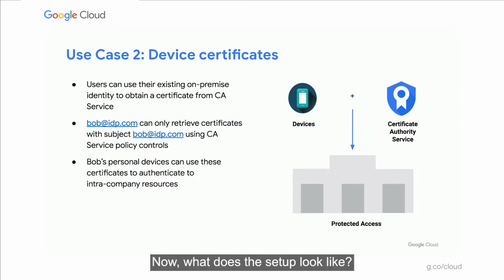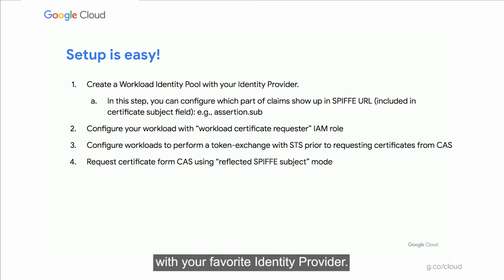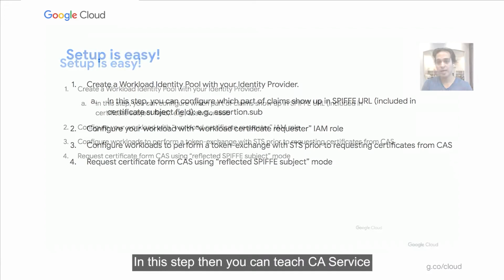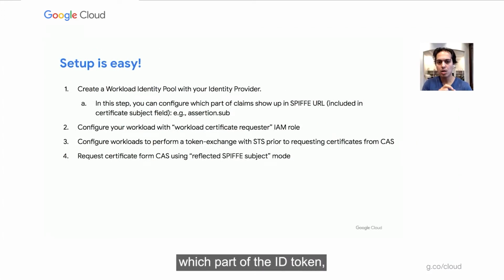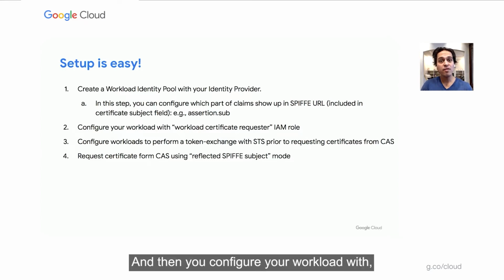Now, what does the setup look like? It's actually very easy. You start by creating a workload identity pool with your favorite identity provider. In this step, you can teach CA service which part of the identity token should be reflected in the certificate. For example, the assertion subject goes into the subject name. And then you configure your workload with the workload certificate requester IAM role. You configure your workload to perform a token exchange with STS before talking to CA service, and then put the CA service in the reflected SPIFFE subject mode.